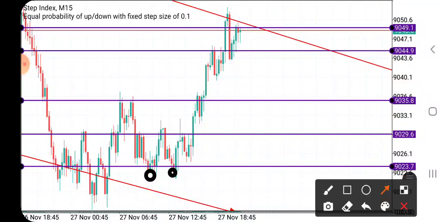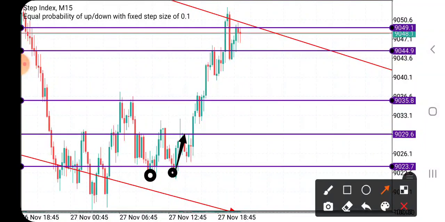Follow me, guys. After this double bottom, you can see this double bottom here. After that, we should have entered a buy on our 15 minutes time frame right here. You see, once we enter our buy, or we wait for this pullback, after this pullback we'd have entered our buy at this point.